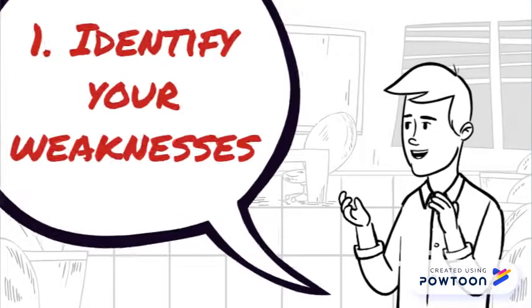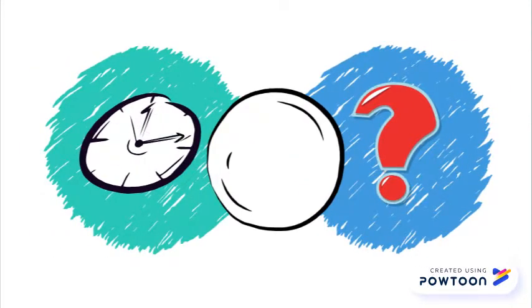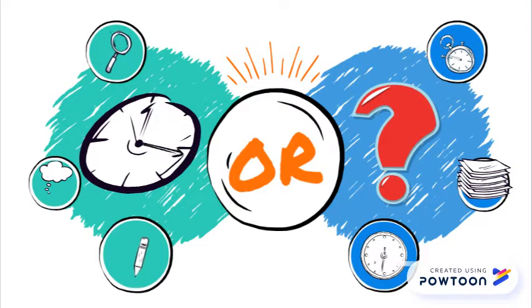The first step is to identify weaknesses. The most important step is finding out whether the student struggles with reading comprehension or whether they're struggling to meet the demands of the time restriction. When we know that, we're better able to help the student.